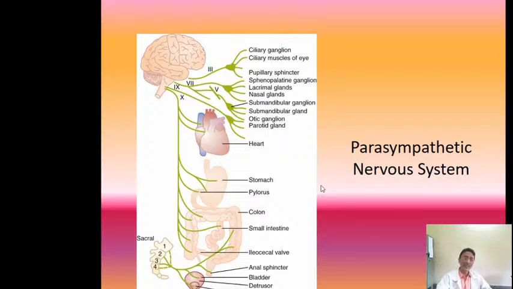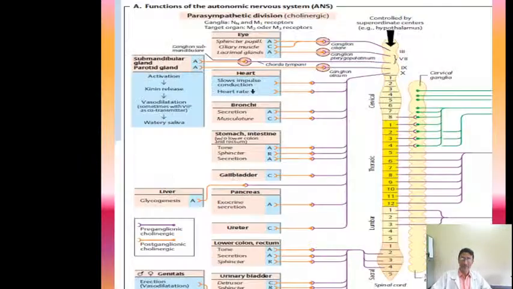So here the same diagram is given. See the third cranial nerve through the ciliary ganglion going to the ciliary muscles of the eye. Here we have the seventh cranial nerve going to the lacrimal glands, the nasal glands, and the sphenopalatine ganglion. The ninth cranial nerve supplies the submandibular gland, and the 10th cranial nerve supplies the heart, the stomach, the pylorus, the ascending colon, and the transverse colon, whereas the sacral segment supplies the descending colon and the bladder muscles. So this is the sacral innervation, this is the cranial innervation to the whole of the body, and ultimately they are controlling the autonomic nerve supply.